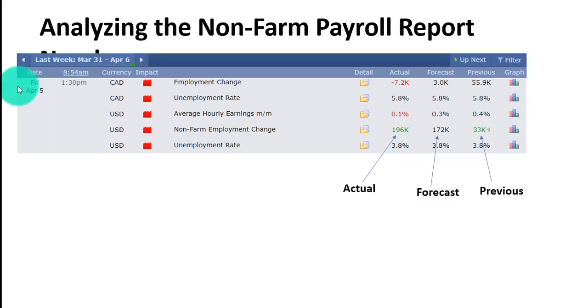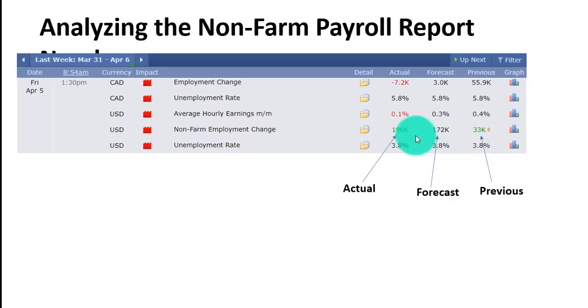You notice the dates of the announcement, the time of the announcement. You can set the time to your own local time. It's GMT time here. And this is the currency that will be affected, or the currency of the country. And this is the impact of the news. Red means high impact. And this is the news event itself.